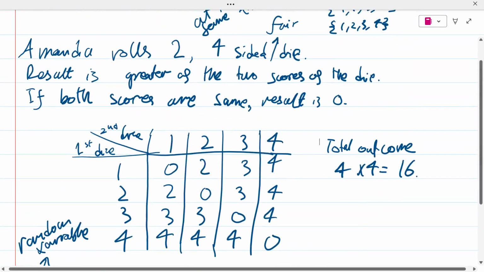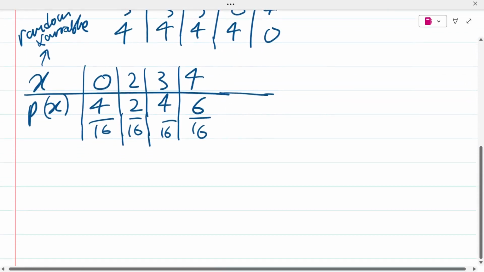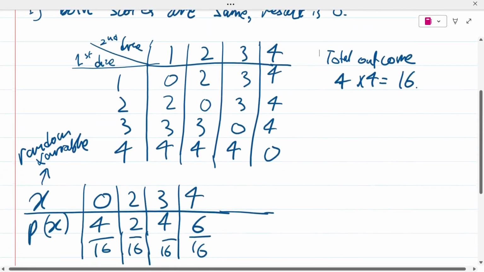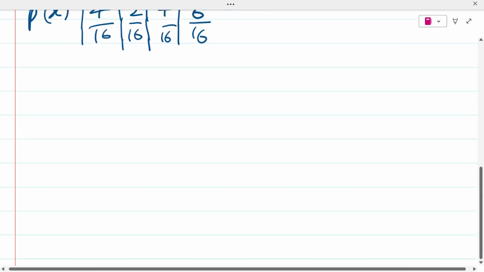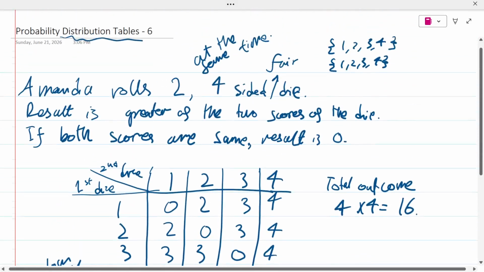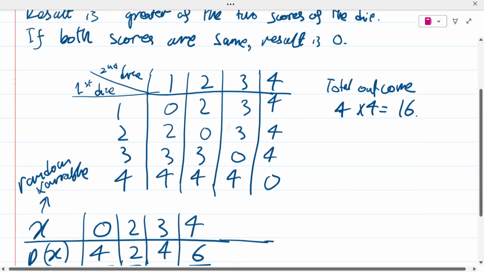It can be about picking balls from a bag. It can be about flipping coins or flipping multiple coins at the same time. You don't always have to make a table. It's just that this is how we had to do it in this scenario.